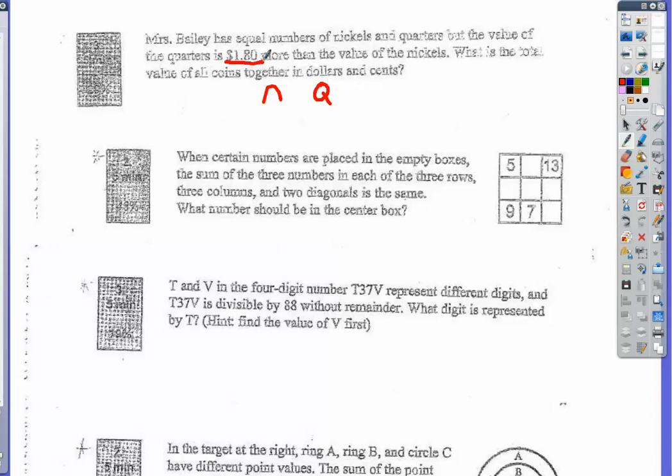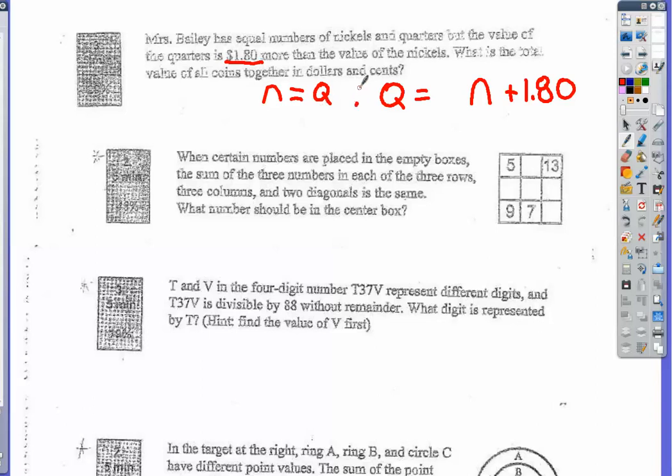So she has an equal number of nickels and quarters. So we know that nickels equals quarters. And then we also know that the quarters are going to be worth more than the nickels. How much more? $1.80. Now here's the thing. If N and Q are respectively the number of nickels and the number of quarters, well, how do you figure out how much money you have in quarters? How much is a quarter worth? A quarter is worth 25 cents.